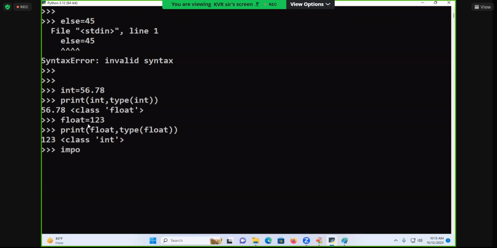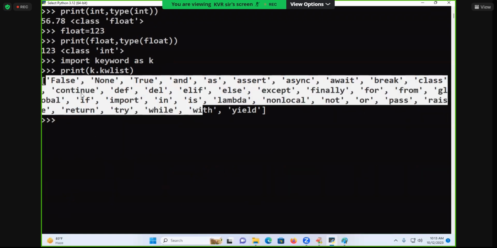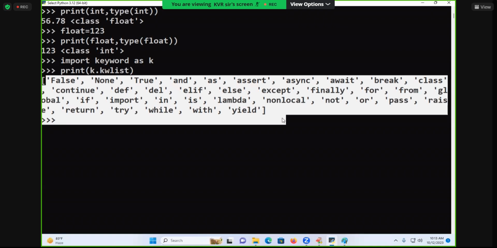Sir, can you show? Import keyword as k. Print of k dot kwlist. See that. Do you have anywhere else int, float, bool, etc.? I said 16 things: int, float, bool, dict up to NoneType. Do you have any such things there? No. But people say what? Int is a keyword, float is a keyword. Are they blunders or not?